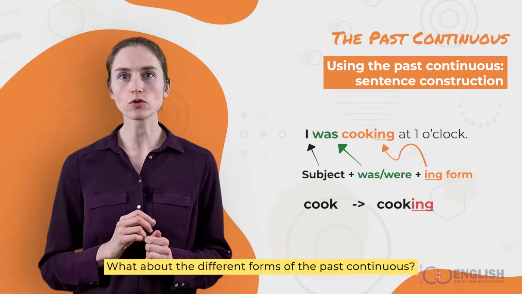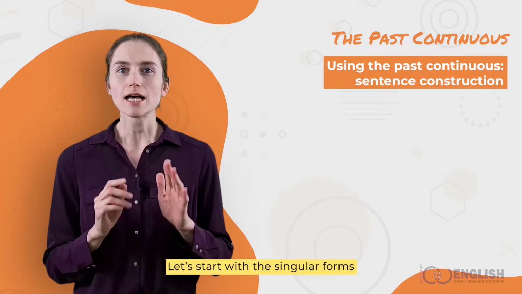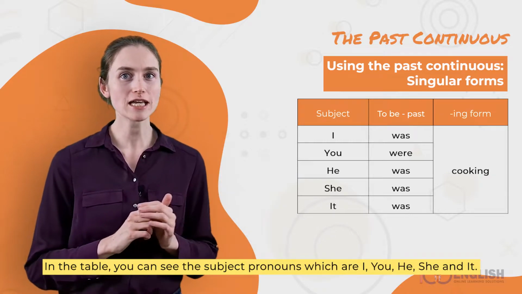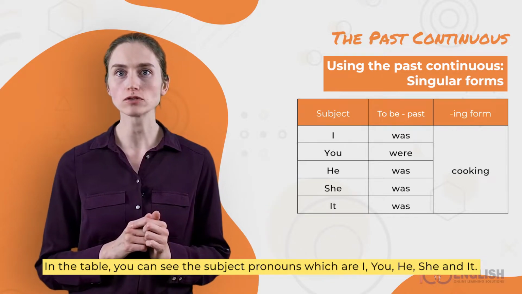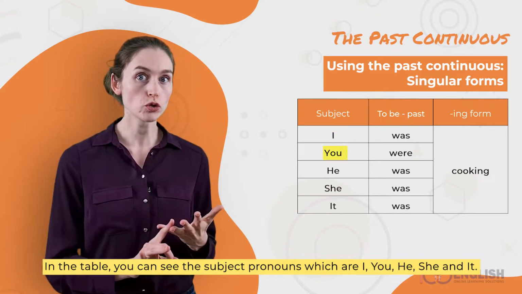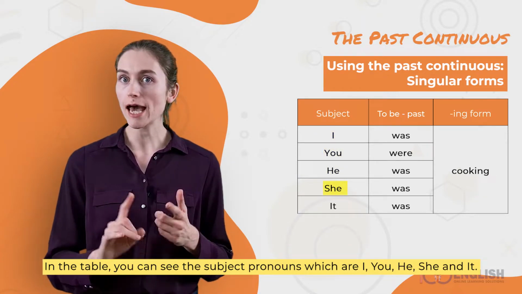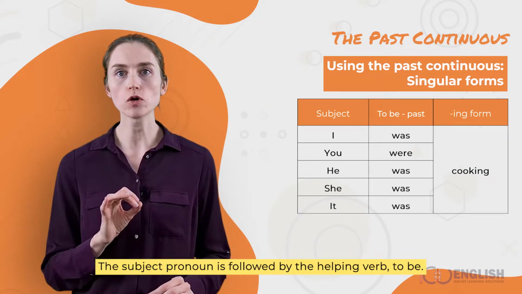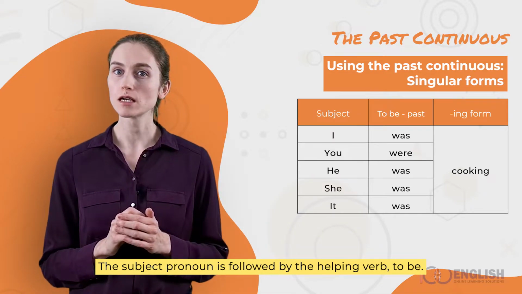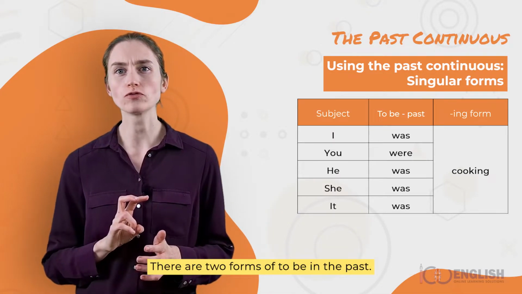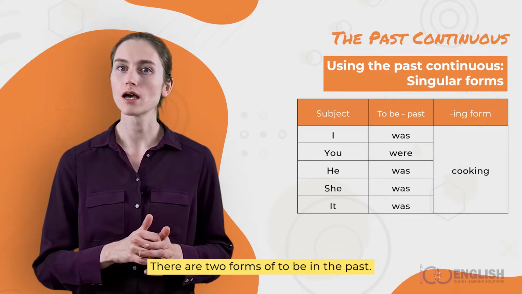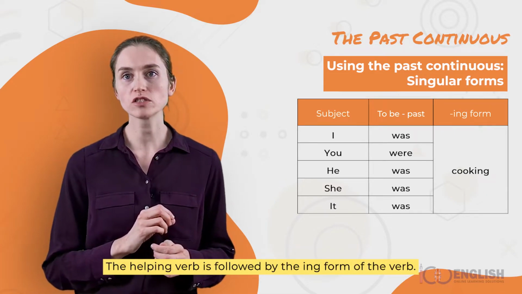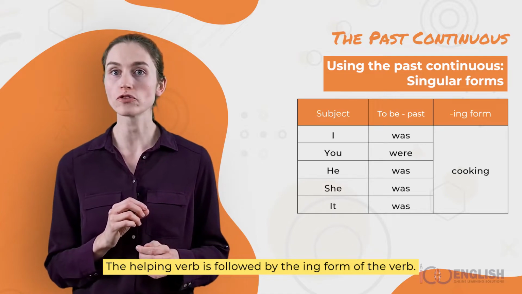What about the different forms of the past continuous? Let's start with the singular forms. In the table, you can see the subject pronouns, which are I, you, he, she, and it. The subject pronoun is followed by the helping verb to be. There are two forms of to be in the past. They are was and were. The helping verb is followed by the ing form of the verb.